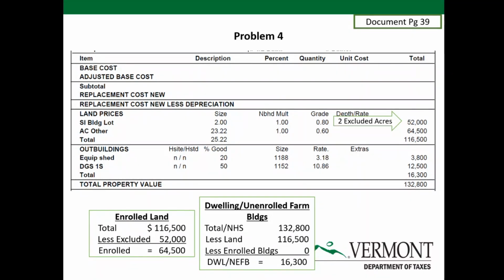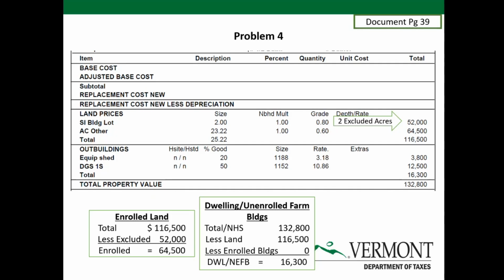Next task is going to be, we need to see what we have left to allocate. So we could either visually say, okay, well, I know I don't have any enrolled farm buildings. What else do I have? I could look at my cost sheet and say, well, the only thing that I have left is some buildings at $16,300. Or I could mathematically say, what is my total? $132,800 minus what I've allocated for already, $116,500 in land, and I have 0 farm buildings. So the mathematical result is $16,300 that I have to allocate for.